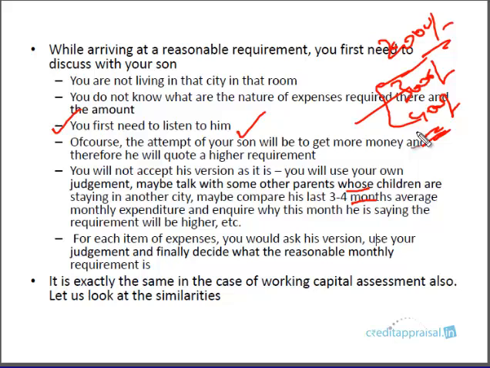The point is, you ask for his version first, and then through your own independent sources you verify whether that is correct or not, you use your judgment, and finally decide what the reasonable amount is. This is exactly the same in the case of companies also. When you're assessing the working capital requirement for companies, this is exactly what you do. Let us see the analogy here.